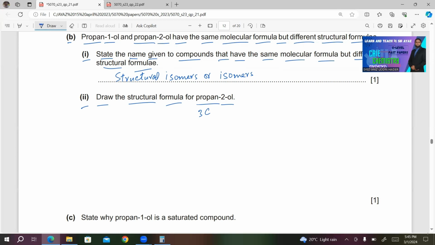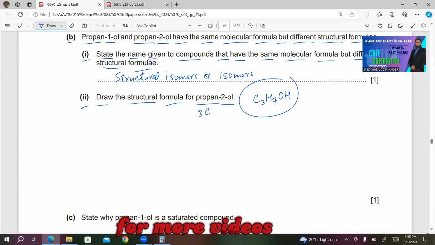We have 3 carbons, so you'll write the value of n as 3, C3. H2 multiplied by 3 is 6, 6 plus 1, 7. H7 OH. This will be the final formula for propane-2-ol. Now I'm drawing the structural formula of this propane-2-ol.